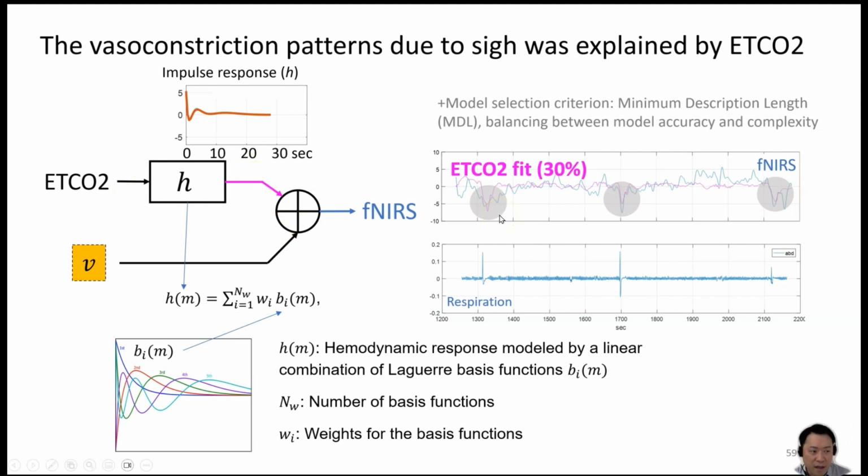Now you can see that this model fitted very well for those periods with rapid decrease. You see there's a dip, dip, dip here, which are actually the periods when the subject took a deep breath. So this is actually the respiration signal, and that caused vasoconstriction, and that contaminated the F-near signal. And this is of course not brain, but the psi responses.